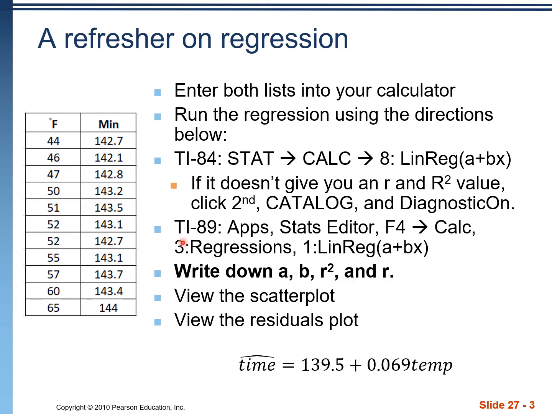After you run the regression, make sure you view the scatter plot. Ideally, we want to do that first to make sure it's linear, and also view the residuals plot. Hopefully you know how to do that. If not, we'll go over that again in class. When we actually create the equation, it would look like this down here on the bottom. Remember, the y variable is predicted. That's why it has that hat on it. Okay, temperature is the explanatory variable.